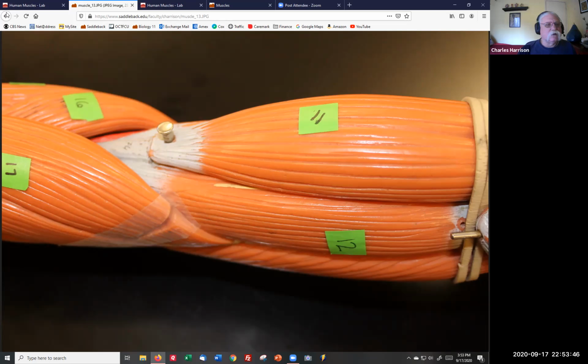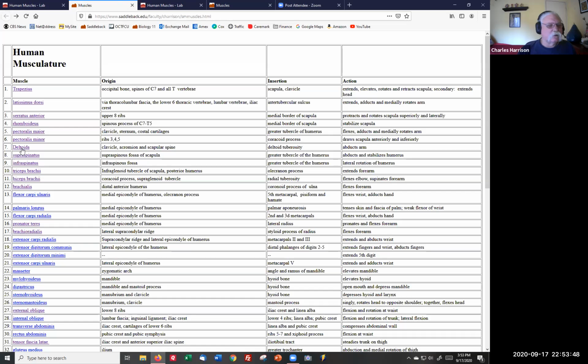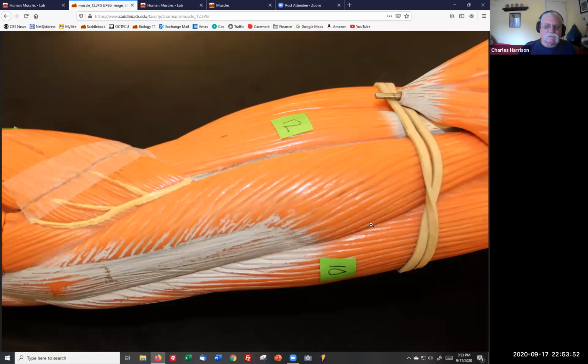So biceps, brachialis here, and now what's that number 10? The triceps, and here's the triceps. Here's the brachialis. Where's the biceps? It's this one up here. The triceps is this muscle here, and it is also this muscle here.